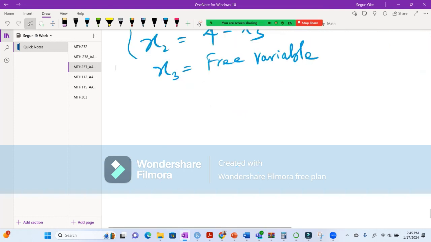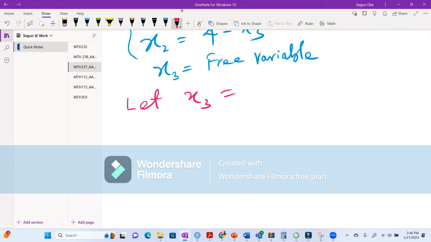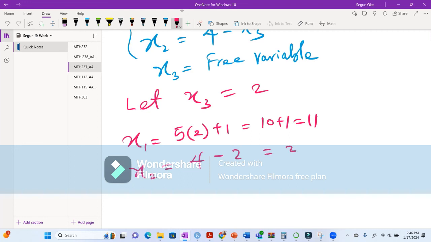Now let's look at it. Let's say x3 equals 2. So if x3 is equal to 2, what is my x1? My x1 will be 5 times 2 plus 1, which is 10 plus 1, which is 11. Then x2 is equal to 4 minus 2, which is 2. Therefore, I have x1 to be 11, x2 to be 2, and x3 to be 2.